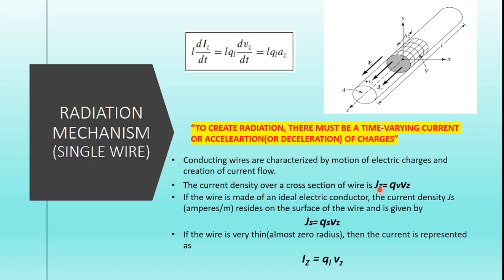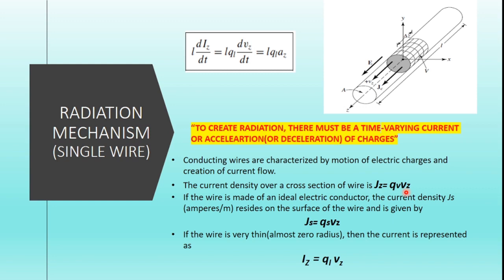The suffix Z is present here because we are considering the wire to be placed along the Z axis, and it is in this direction that there is flow of current. So Jz, the current density, will be equal to QV, the charge which is present there, times Vz, which represents the velocity of the current flow in the Z direction. So current density is given by the charge multiplied by the corresponding velocity.